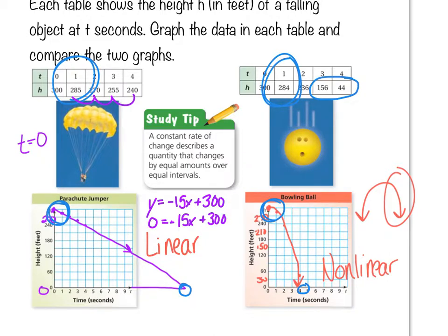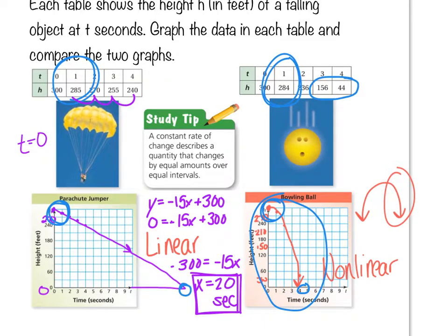So subtract 300 from both sides gives me negative 15x. I know 15 goes into 30 twice, so this will be after 20 seconds. So I was a little bit off. It's going to be 20 seconds. But we could actually use a linear function to make that prediction, to find out exactly where it's going to hit, whereas in a nonlinear one, because we don't have a constant rate of change, we have a variable rate of change, we can't do that with what we know right now, at least. You'll probably be able to do that next year, but we can't do it right now.